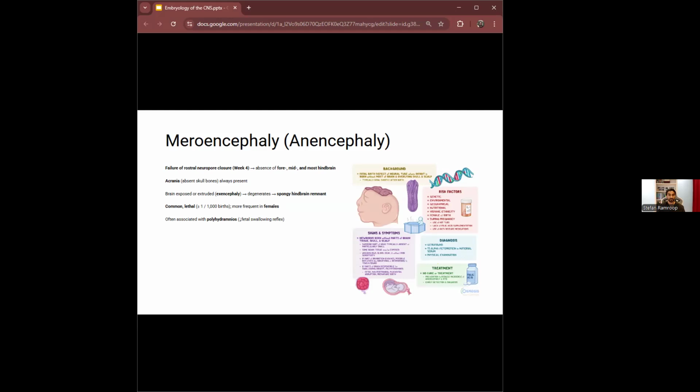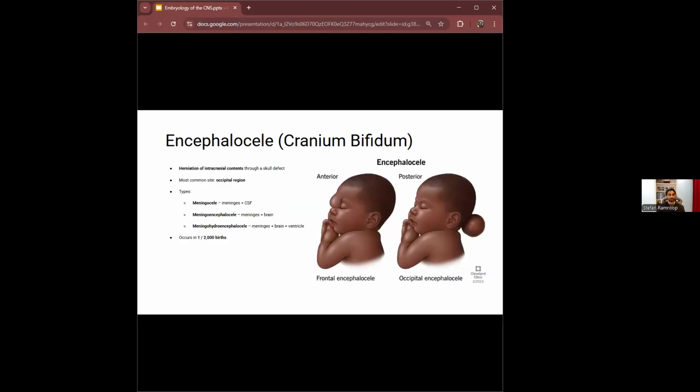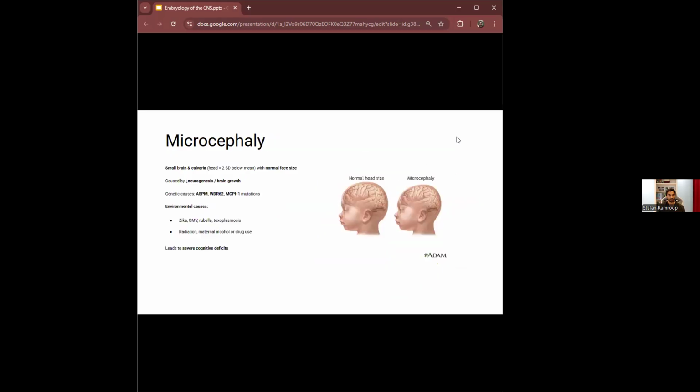Around day 25, failure of cranial neuropore closure results in anencephaly, where the calvarium and cerebral hemispheres fail to form, leaving exposed neural tissue, and is usually incompatible with life. When closure is incomplete, but the cranial vault forms, we may see encephalocele or cranium bifidum. Herniation of brain and meninges through a skull defect. Often it could be occipital or anterior or frontal. These patients can survive, but often have neurological deficits, seizures, or hydrocephalus.